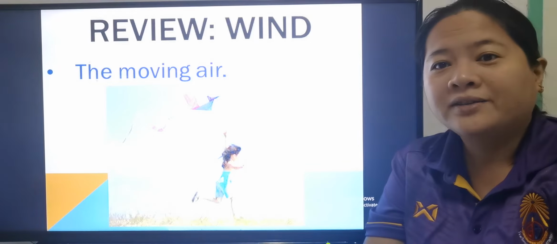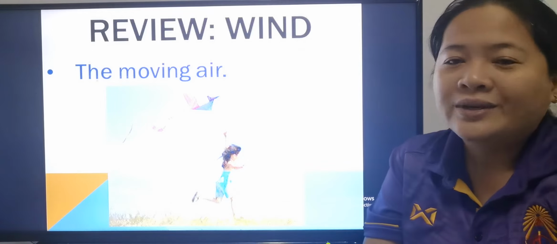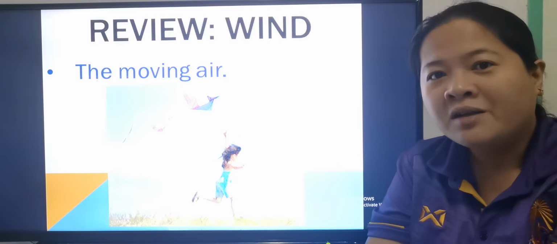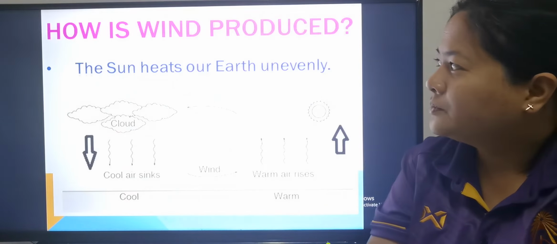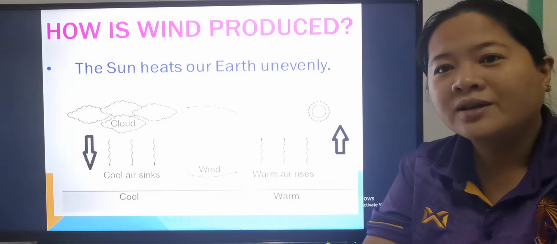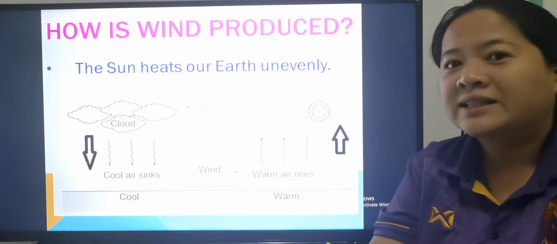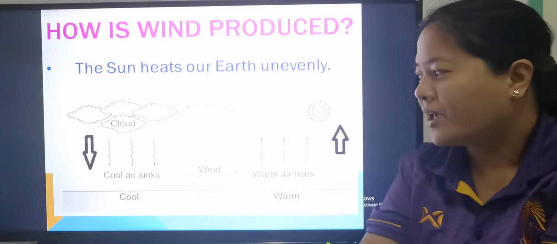So let's review our lesson last meeting. We are going to review about wind. We said that wind is the moving air. When air moves, it's called wind. And we also studied how wind is produced. We said that wind is produced because the sun heats up our earth unevenly.